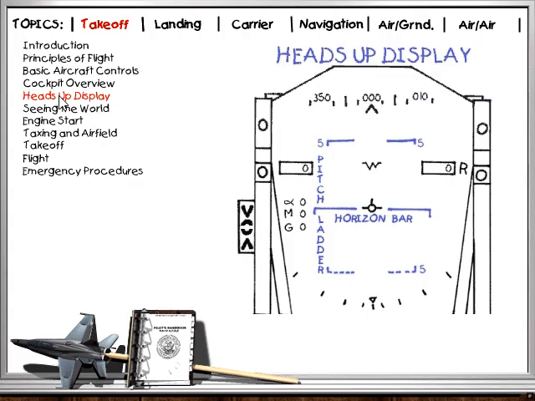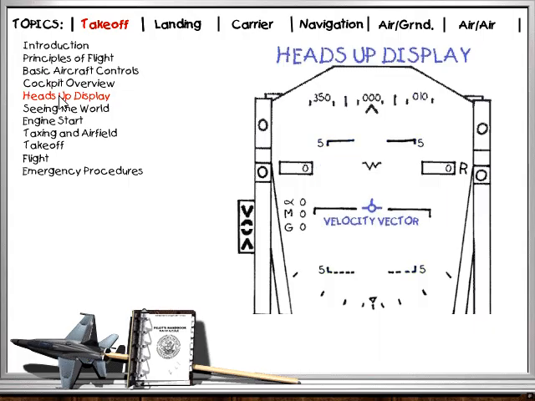The pitch ladder consists of a horizon bar and parallel 5-degree pitch lines above and below the horizon. Pitch lines above the horizon are solid, while pitch lines below the horizon are dashed. At the outside end of all pitch lines are tick marks, which always point toward the horizon.